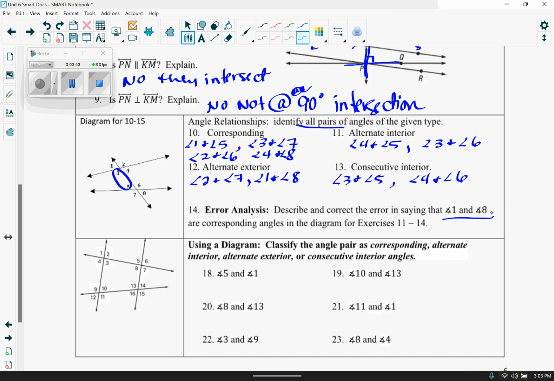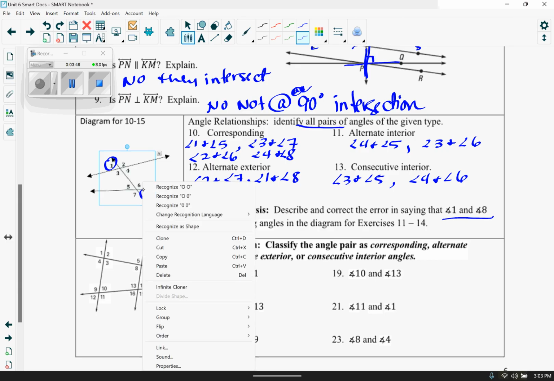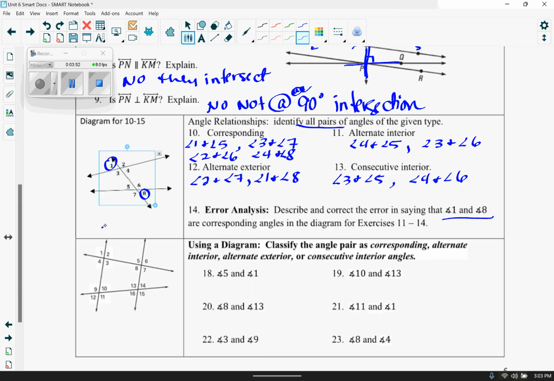1 and 8. What are 1 and 8? Let's see. I have 1 and 8. Well, from my perspective, I would say they are alternate exterior angles. They're saying they're corresponding, so I could say that angle 1 corresponds with angle 5.